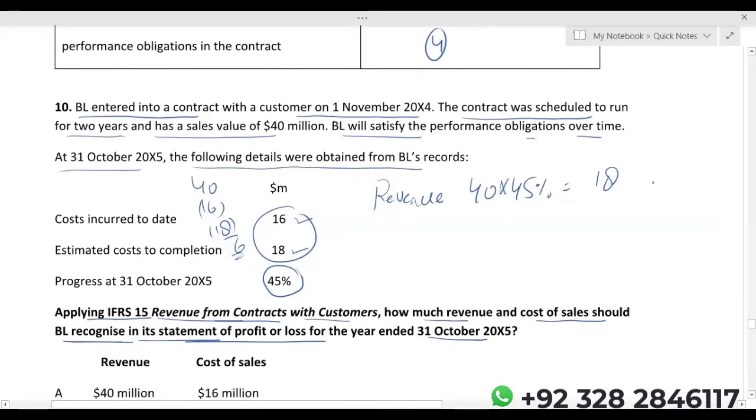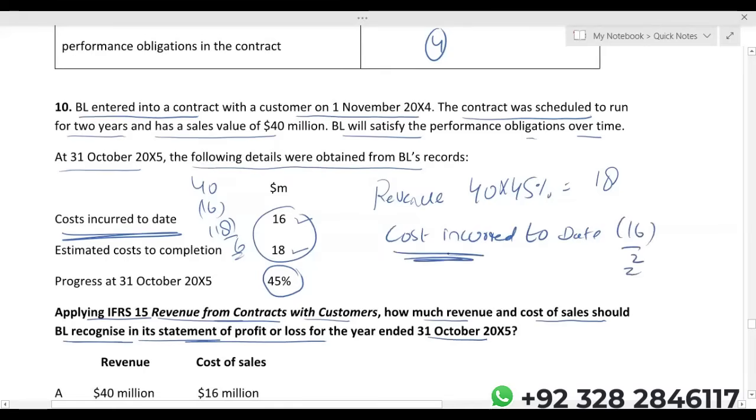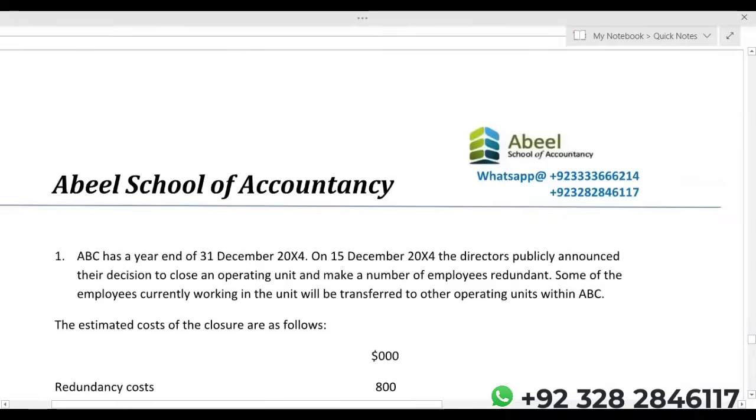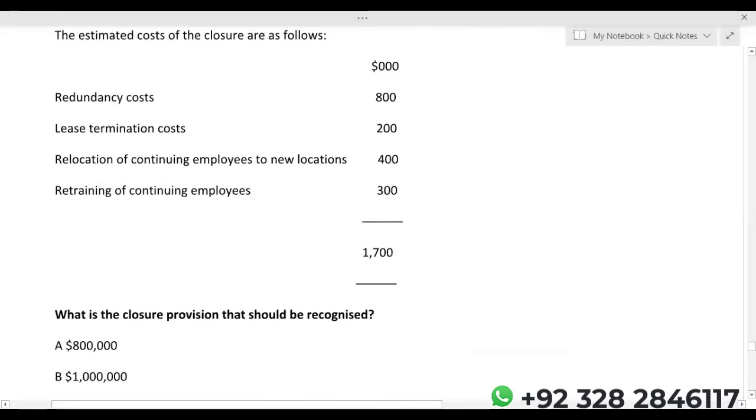So revenue is 18, and then we just need to recognize the cost incurred to date. So basically cost incurred to date is your cost of sale and the revenue is 18. Let's see. Revenue is 18. Cost of sale is simply cost incurred to date. Okay.